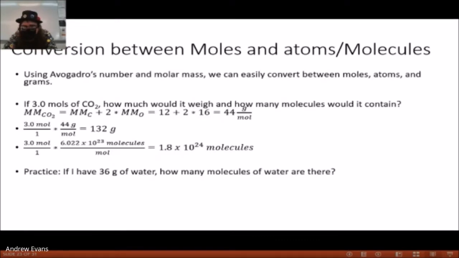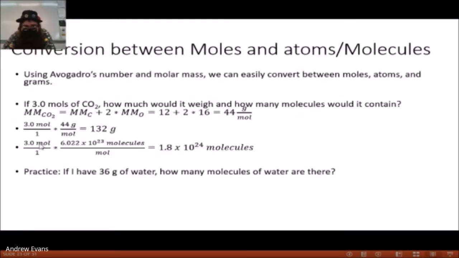Setting this up, 3.0 moles times 44 grams per mole gives you 132 grams. Hypothetically, if I was rounding to the sig figs, I'd say about 130 grams, because with 2 sig figs in my starting number, I should probably only get 2 sig figs in my ending number.